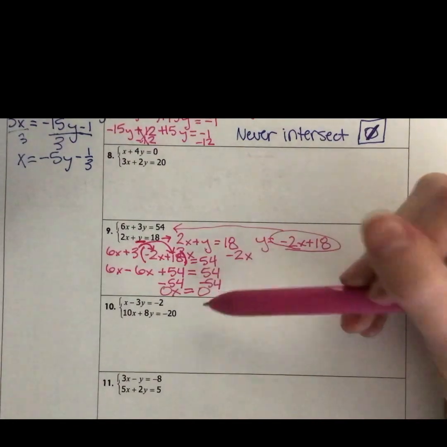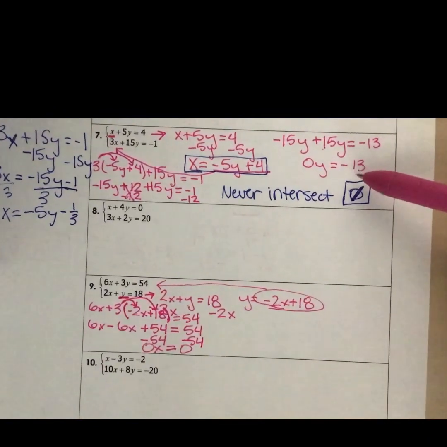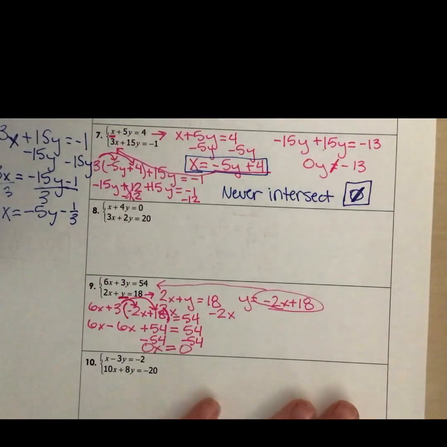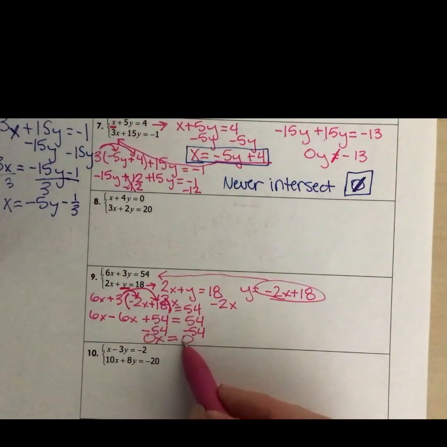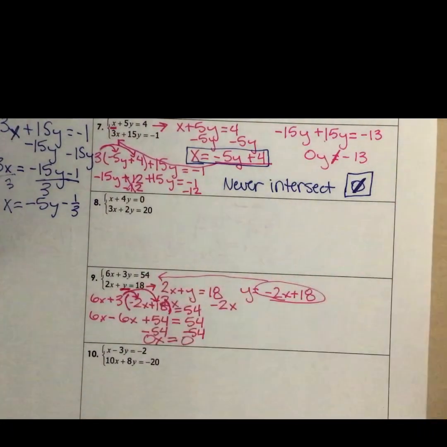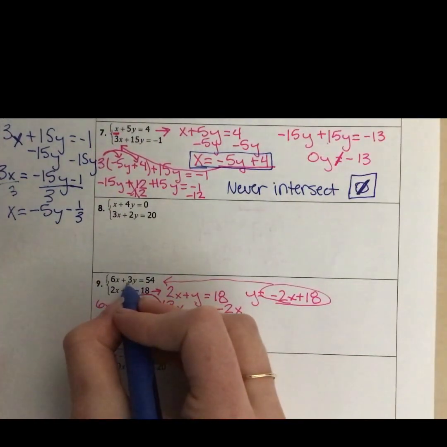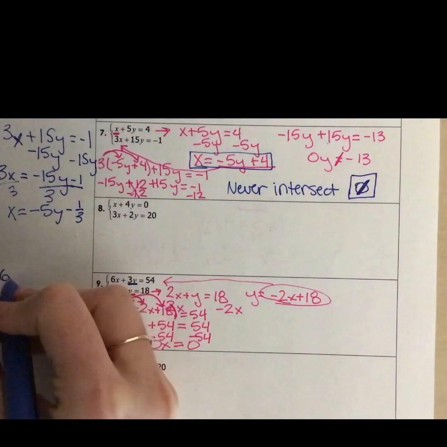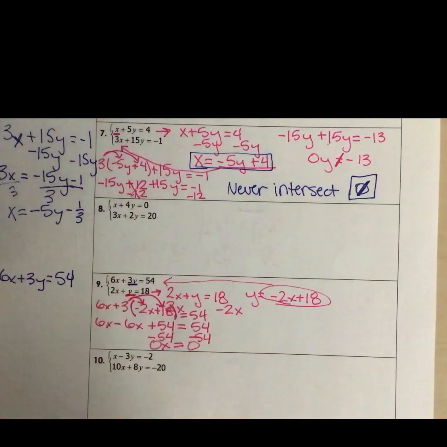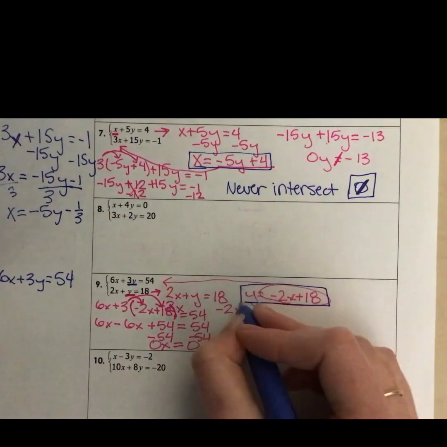In this example, I get 0 equals 0, which is different from what I got in number 7. I had 0 equals a number, which is just not a true thing to say. However, I have 0 equals 0 in this expression, which tells me that these two lines have to be the same thing. Again, I can show that by solving for y in this first equation up here. So if I take 6x plus 3y equals 54, and I solve for y, I should get the exact same thing that I have over here.